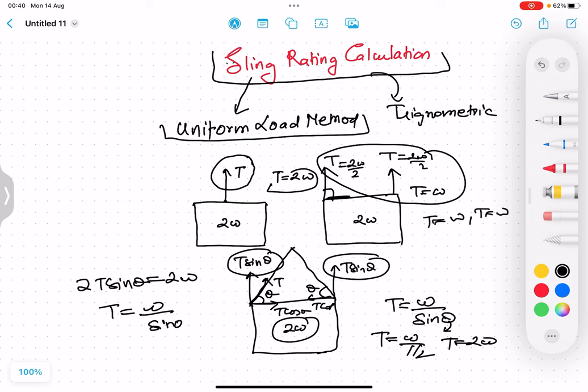Let us suppose, using this formula, I have predefined a sling that is used in lifting. This sling will work at 90 degrees. But when we are using this sling for lifting this load at an angle of some 30 degrees, the tension comes out to be 2W, and we have a sling having capacity W, so it will fail. So we are seeing that if a load is lifted at an angle using a sling, its capacity drastically reduces.